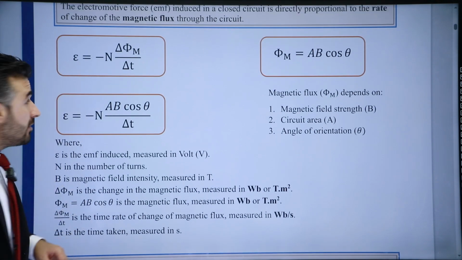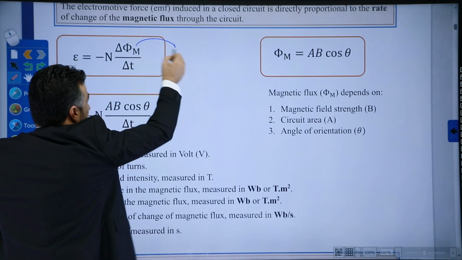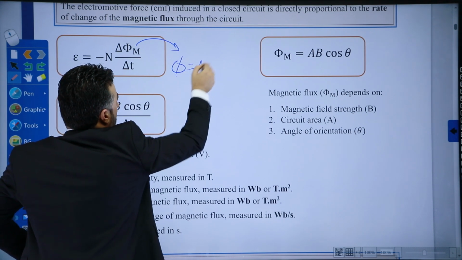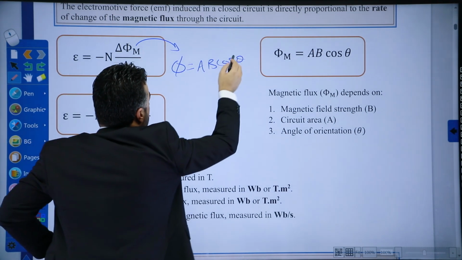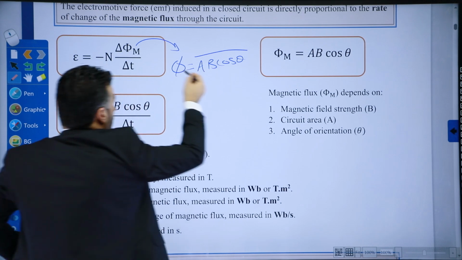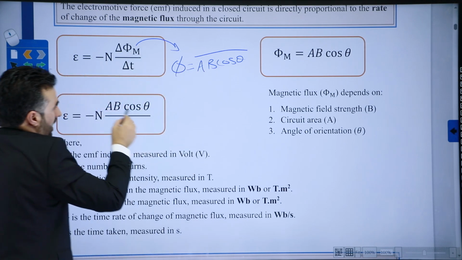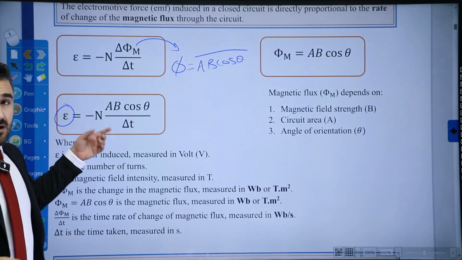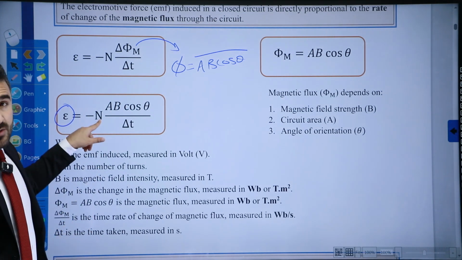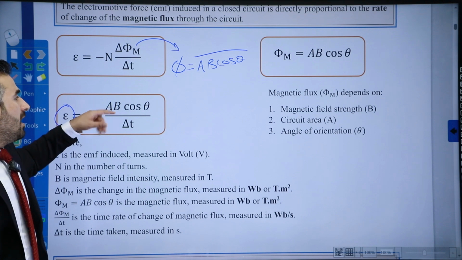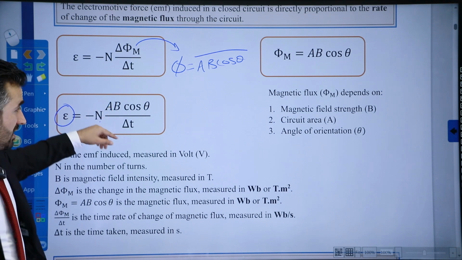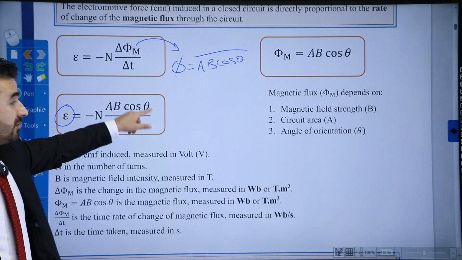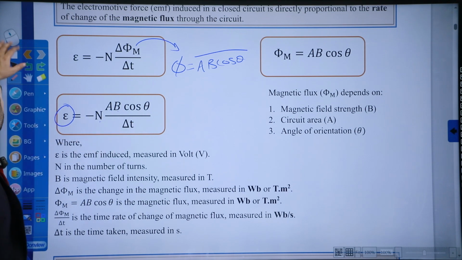We also learned in chapter 5 that the magnetic flux equals AB cosine theta. So by substituting this into the equation, we can get the electromotive force equal to negative N, the number of turns, times A, the cross-sectional area, times B, the magnetic field, times cosine theta, divided by delta t.